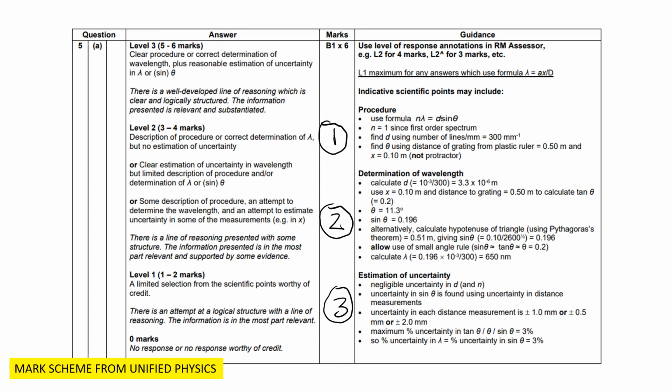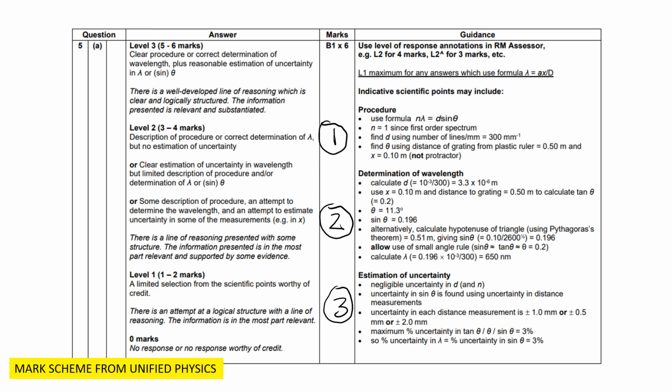Okay. This is another 6 marker. So again, the procedure, use the formula n lambda equals d sine theta, n equals 1 because it's the first order spectrum. Find d using the number of lines per millimeter. Find theta using distance of grating from a plastic ruler, not a protractor. And then part 2 is the determination of wavelength. So this is the calculation. So number 1 is the procedure, number 2 is the determination of the wavelength.